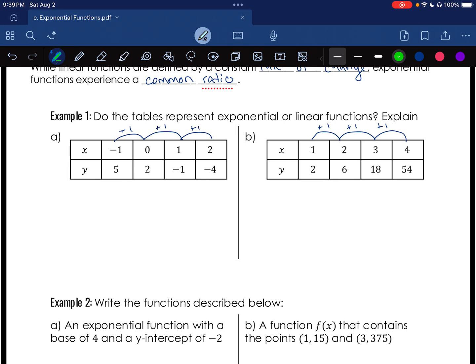So let's see, 5 to 2, that's like going down by subtracting 3, 2 to negative 1, minus 3, negative 1 to negative 4, minus 3. Since we're subtracting the same number over and over, this is going to be linear. Over here, from 2 to 6, and then from 6 to 18, and from 18 to 54, what we're doing here is we're multiplying by 3 every time. And so since we're multiplying by the same number, this is going to be exponential.